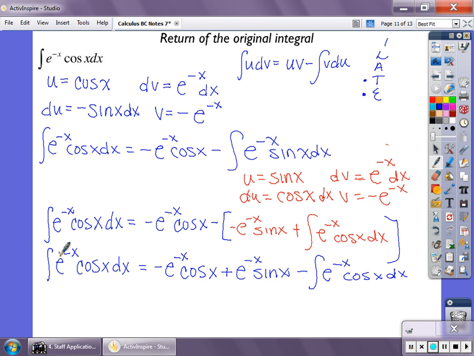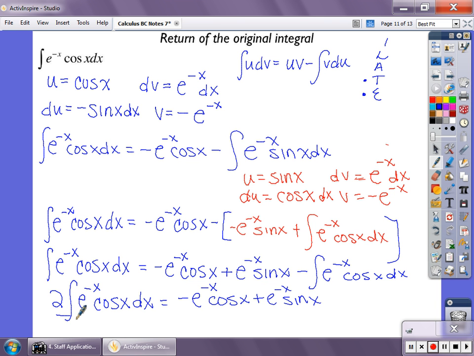And so the way we're going to write that is twice the integral of e to the negative x cosine of x dx is negative e to the negative x cosine of x plus e to the negative x sine of x. And now we're going to divide each side by 2, just as you would solve a normal equation, and then just put a plus c because we integrated. And there you have it. The integral of e to the negative x cosine x dx is negative e to the negative x cosine of x plus e to the negative x sine of x, all over 2, plus c.